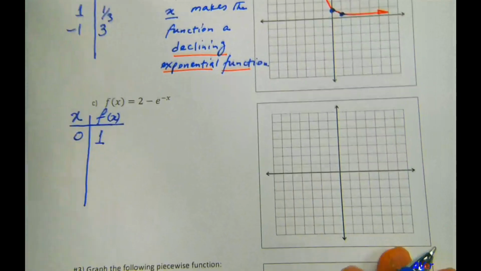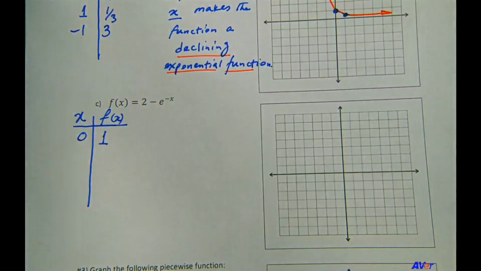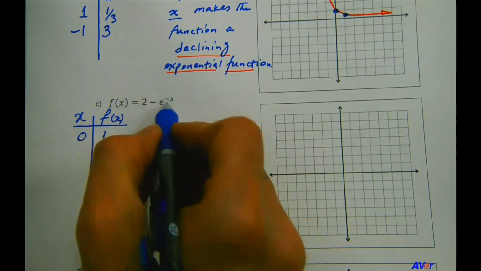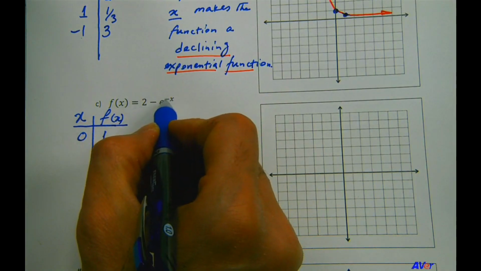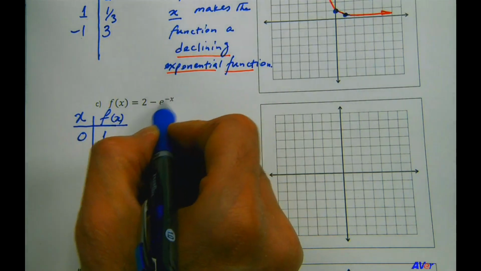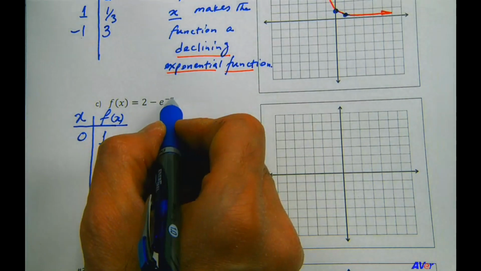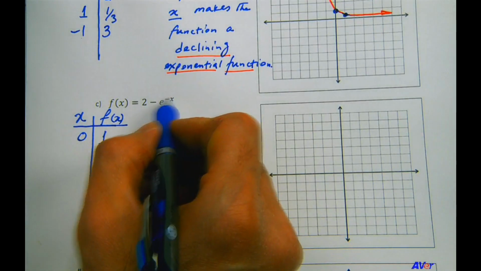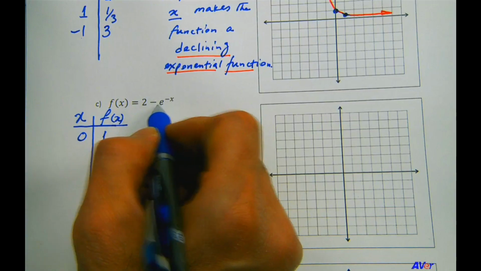What else can we choose that would be easy? Let's see. Let's pick negative 1. What about negative 1? Negative 1 would then be minus 1, which is positive 1. So e to the first power, that would be 2 minus e to the first power.